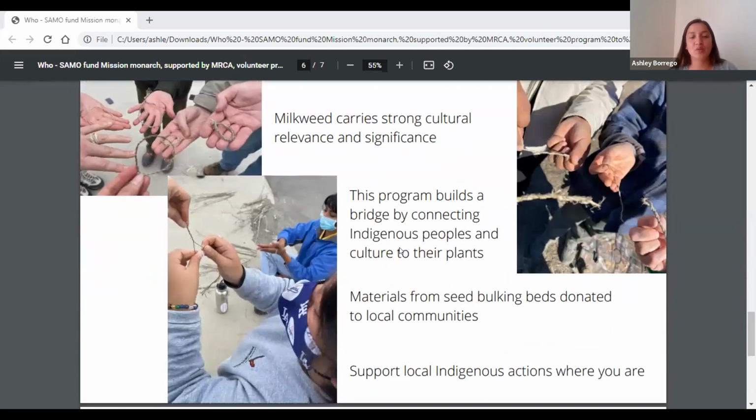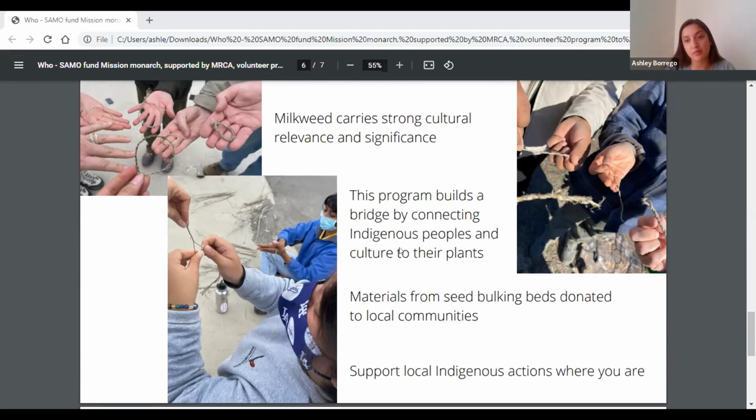And then this whole project, this whole idea comes straight from community science. Milkweed carries such a strong cultural relevance and significance that we understood the need and desire for us to include this in our project. This program builds a bridge by connecting Indigenous people and culture to their plants. We can't talk about plants, native plants, without talking about Indigenous people. They're just so connected, and this milkweed is a great example. It's literally woven together.